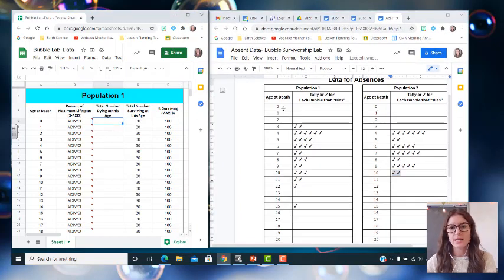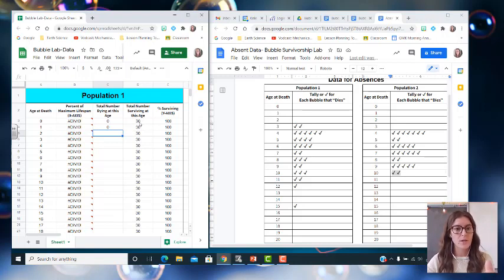So how many bubbles died, we're going to count our tallies here. So age of death, zero. How many tallies do I have? Total number dying at this age. I have zero. That means that none died at that age out of all 30. That means that all 30 survived past 0 seconds. So that makes sense. Then how many do I have that died at 1 second? None. So they all survived at least 1 second. That's what we're looking at in the next column there.